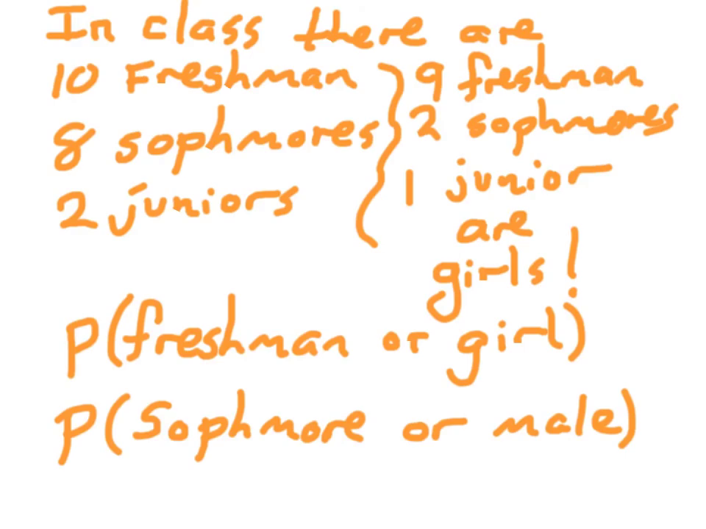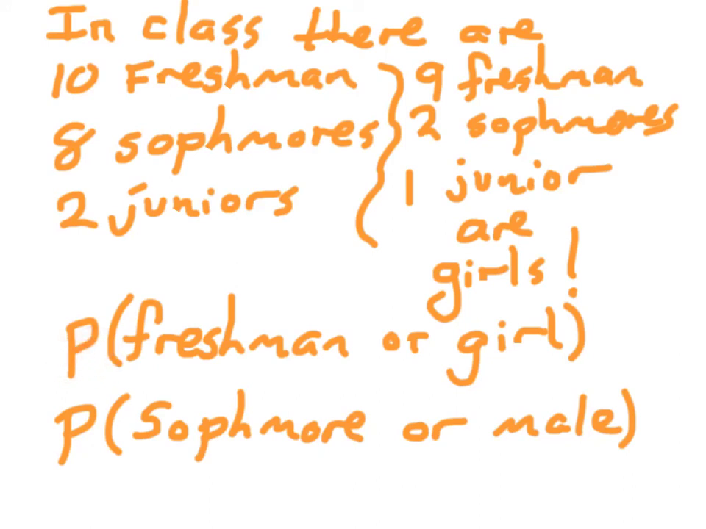Okay, in this question, let's look at it carefully. In a class, you have 10 freshmen, 8 sophomores, and 2 juniors. Now, of those, 9 freshmen, 2 sophomores, and 1 junior are girls. So that means there's 1 boy freshman, 6 boy sophomores, and 1 boy junior, right? So again, listen to what I said, repeat it and rewind it, and understand the information here. You can't do the question unless you understand it, so go back and listen again.